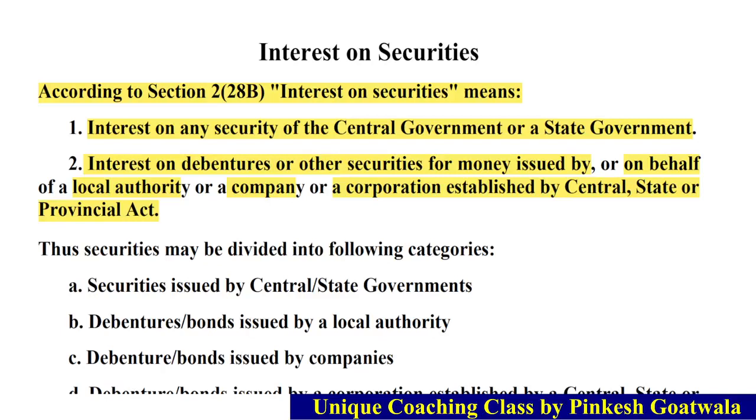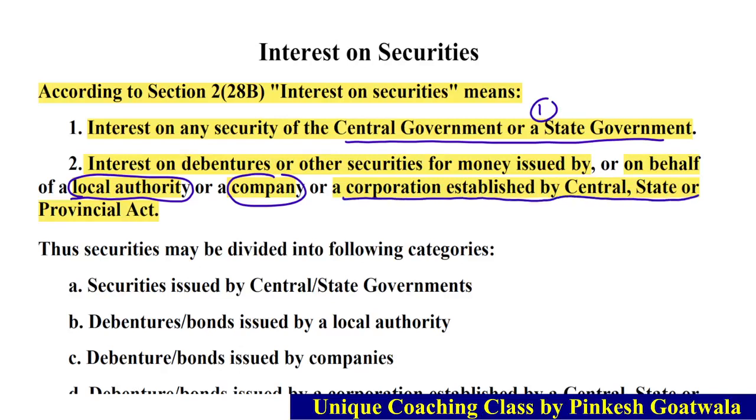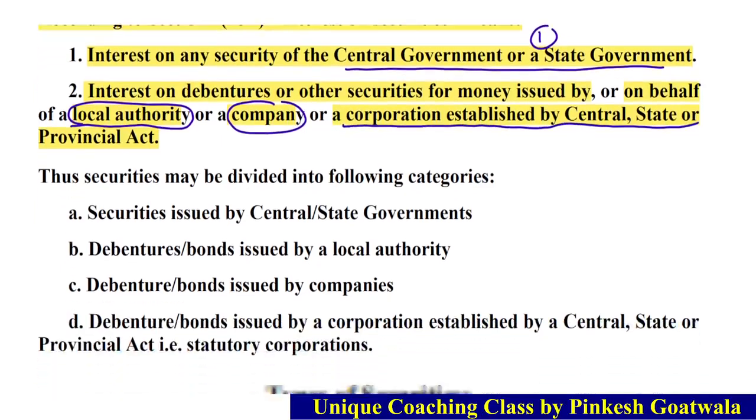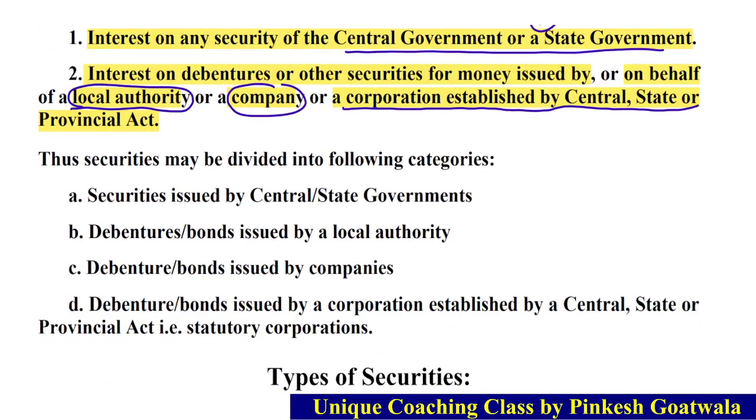If we clarify this definition in easy language, in short, which security do they consider? There are four types of security they are indirectly talking about. First, security issued by the central government or state government. Second, security issued by a local authority. Third, security issued by a company. And fourth, security issued by a corporation established by the central or state government. So here you can divide security into four categories.